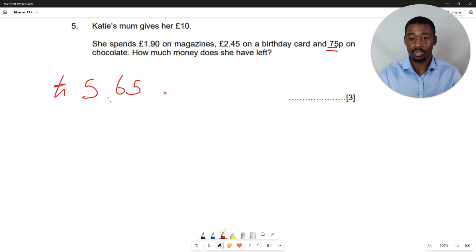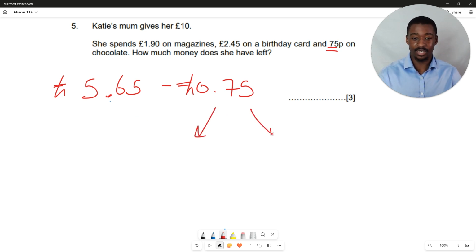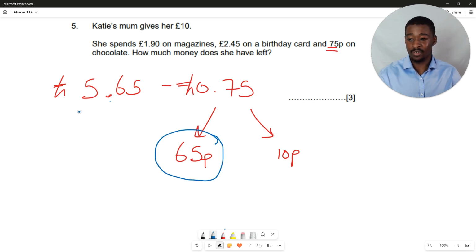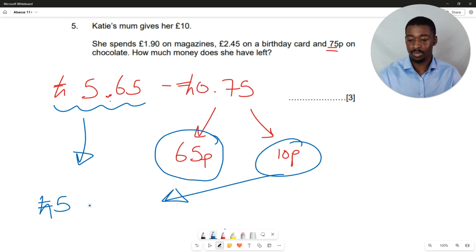And we're taking away 75 pence, 0.75. Here again, we can use mental maths. Why? Because this time we know that 75 pence is actually rather conveniently a combination of 65 pence and 10 pence. So if I change color here, we can see that we can start by taking away the 65 pence from £5.65, leaving us with £5. And then we can take off the remaining 10p, giving us £4.90.